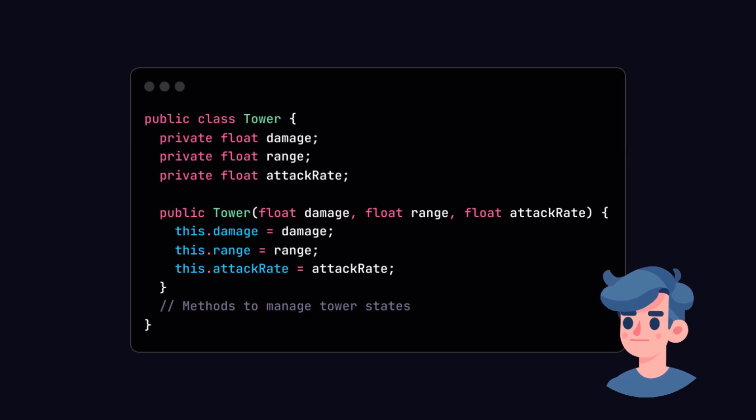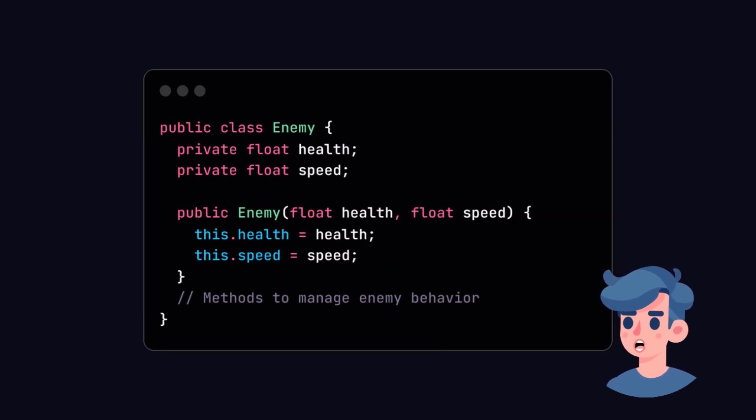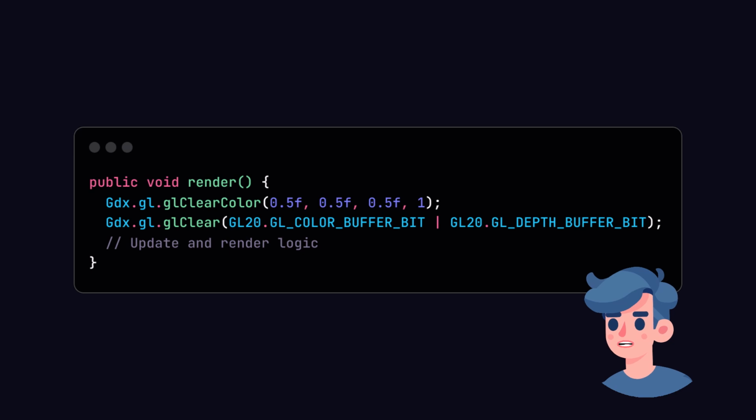Let's create a tower class in Java to manage the tower's logic and state. The class would handle properties like damage, range, and attack rate. Now that we have our tower class implemented, we will also need an enemy class that will represent the attackers with attributes like health and speed. With the tower and enemy classes created, it's time to write our game loop.